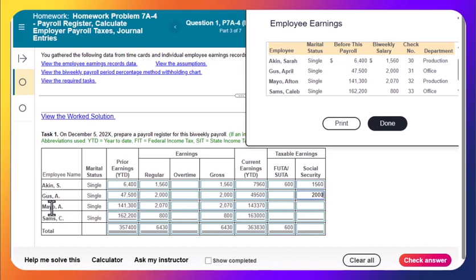And if we take a look at Mayo here, $141,300 hasn't crossed yet, but here we can see they have crossed $142,800. So we have a little bit of math here to do. So we're going to pull up our calculator.